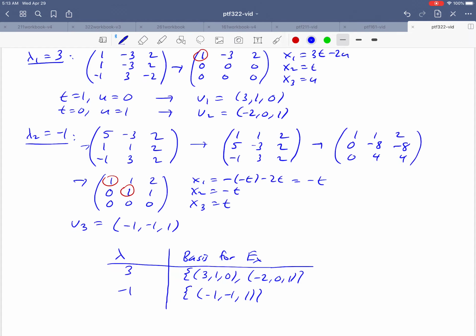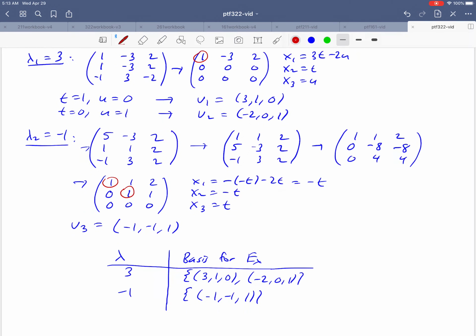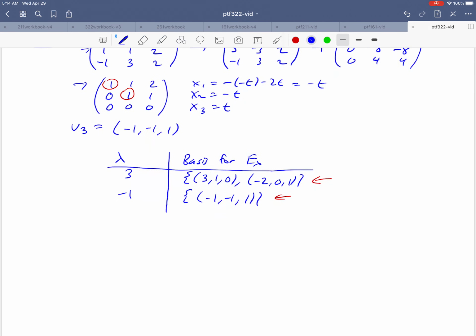Okay, and so the question is, do we have enough eigenvectors? Okay, and notice that we do. We can look back at that characteristic polynomial again and notice we had a multiplicity of 2 for the eigenvalue 3 and a multiplicity of 1 for the eigenvalue -1. And we got the right number of eigenvectors, 2 for 3 and 1 for -1. Okay, so this is diagonalizable, and we should be able to write down our 2 matrices Q and D.